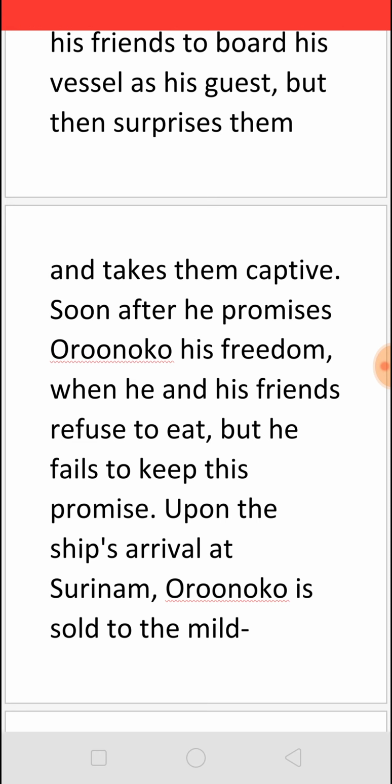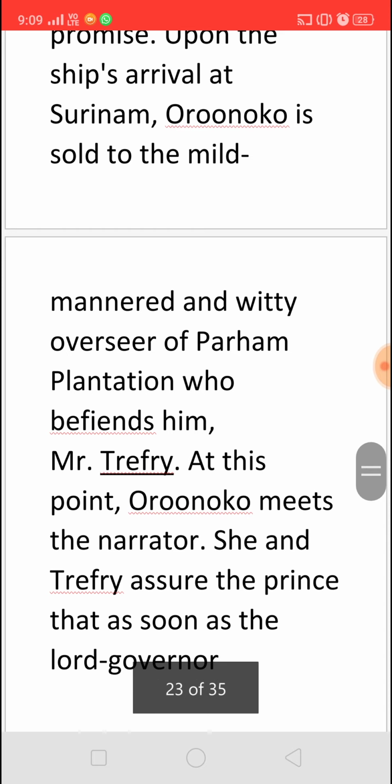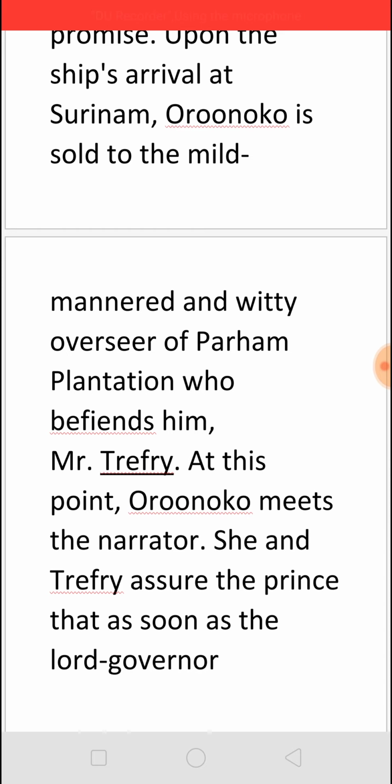And they all come here to Suriname, and Oroonoko is sold in a very light way. He is actually a prince, a great warrior, but he is sold in a very casual way, like how all the slaves are sold. And the person who buys him is a person who takes care of the Parham plantation, and his name is Mr. Jeffrey.